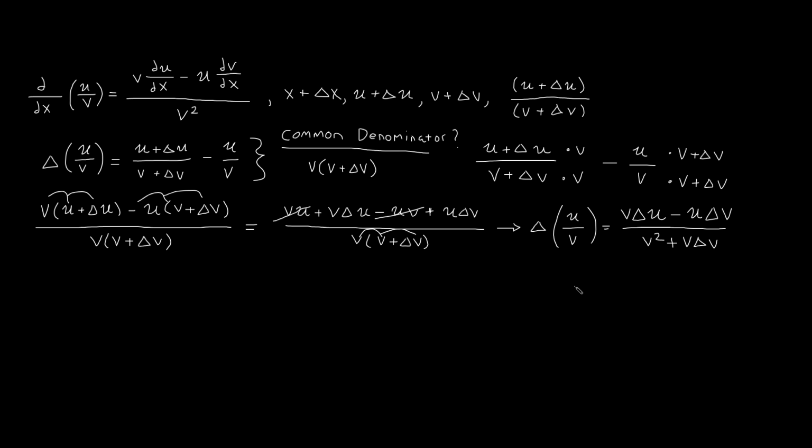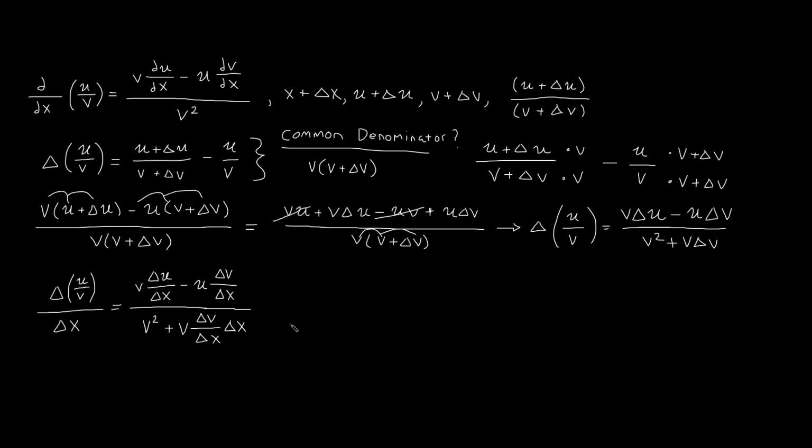If we take this and divide it by the change in x, and then multiply and divide the change in v term in the denominator by the change in x, we're going to get something that looks like this. That is, the change in u over v over the change in x equals v times the change in u over the change in x minus u times the change in v over the change in x, all over v squared plus v times the change in v over the change in x times the change in x. All right, so now let the change in x approach 0.